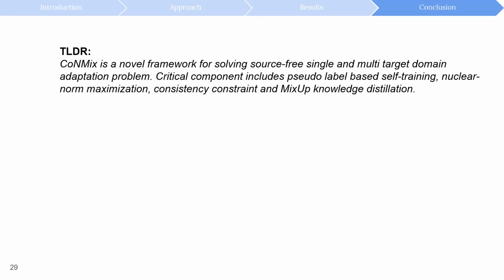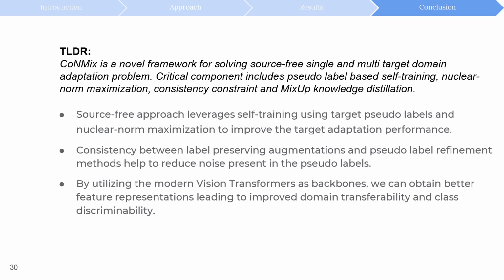Key takeaway from this work is that our proposed novel framework can address both source-free single and multi-target domain adaptation. CoNMix source-free performance is better in some cases where the competitive state-of-the-art method accesses the source data during adaptation. CoNMix leverages self-training using target pseudo-labels and nuclear norm maximization along with other components. We also saw that using modern Vision Transformer, we can obtain better feature representation.